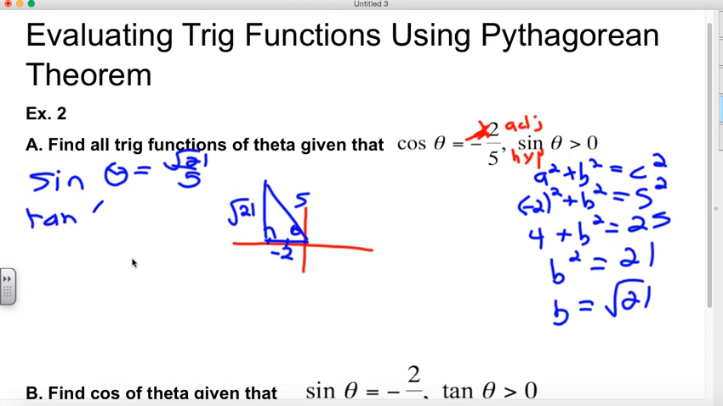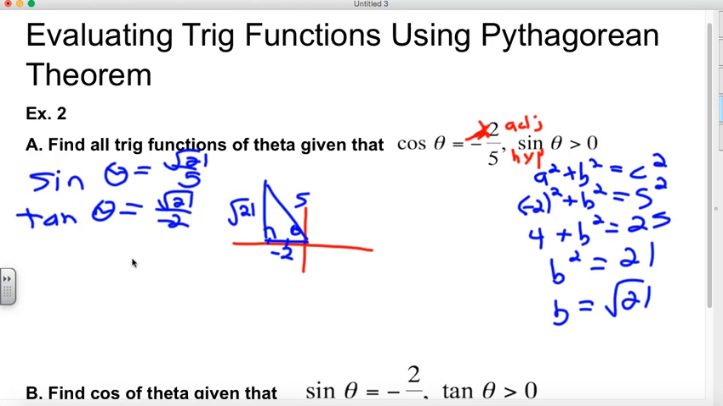Tangent is going to be opposite over what? Tangent's what? TOA, right? Opposite over adjacent, so opposite is square root of 21, and adjacent is -2. Okay, so y'all see how I figure those out? You just have to find that third value, then you can use your triangle to find the other trig functions.